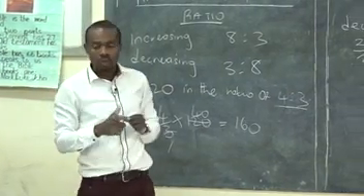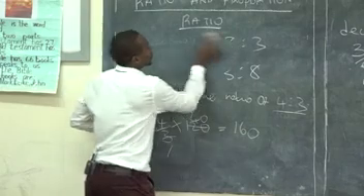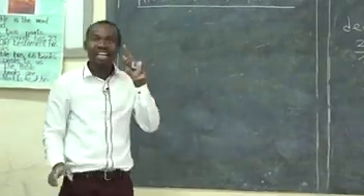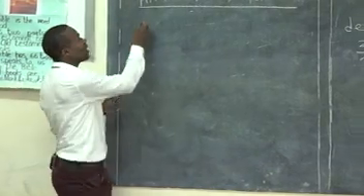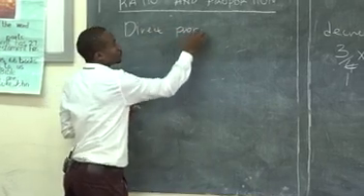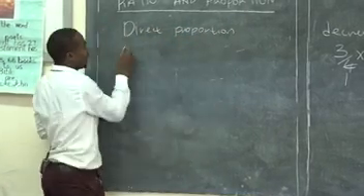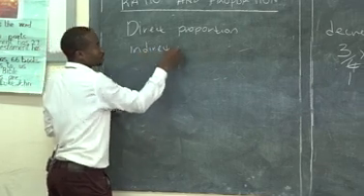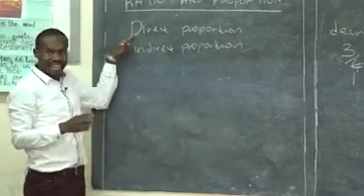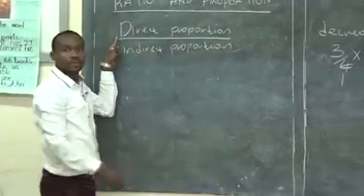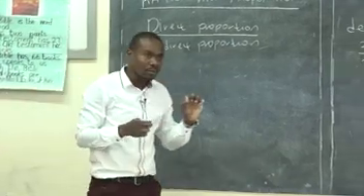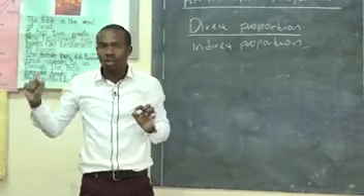Number 2, I want us to learn about proportion. What is proportion? There are two types of proportion. One, we have direct proportion and indirect proportion. Let me start with the direct proportion. Direct proportion is whereby if one item increases, the other one also increases.